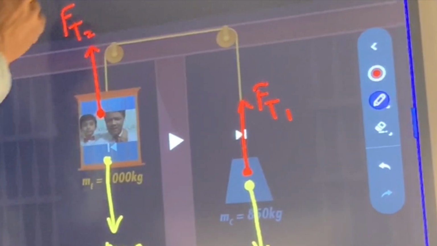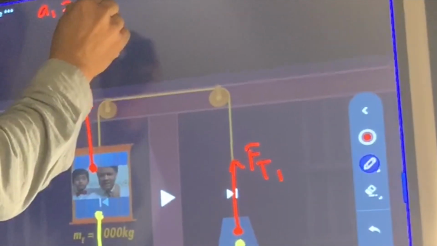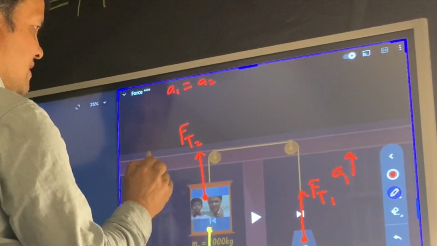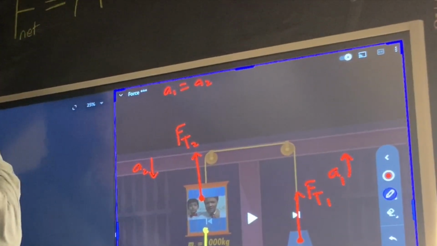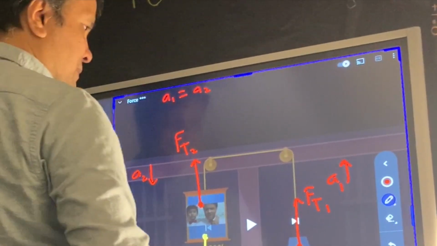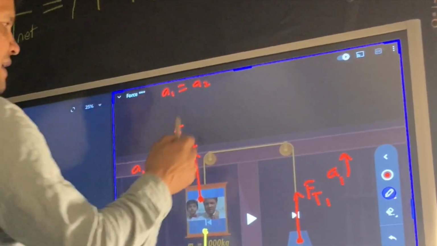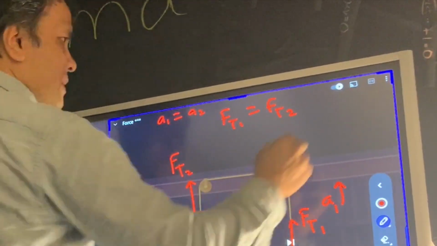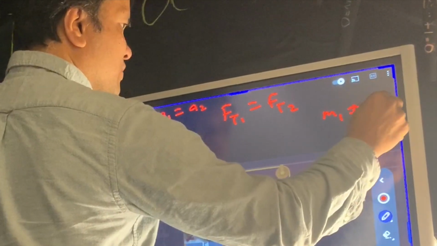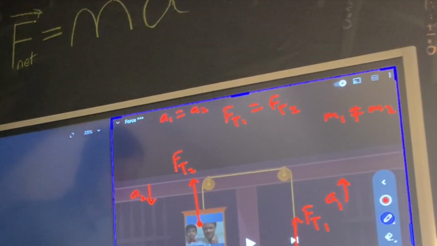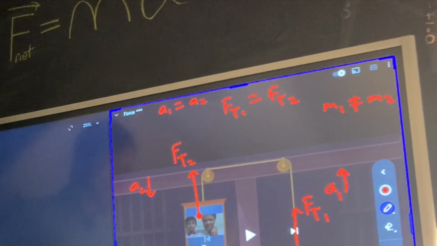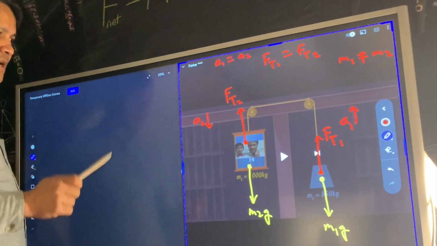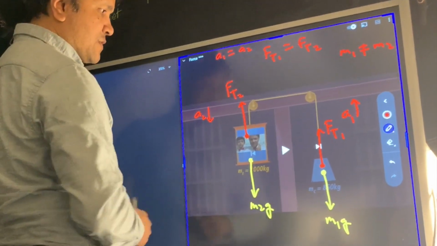Now we know that acceleration 1 is equal to acceleration 2. That means this one is accelerating this way and this one is accelerating in this direction. So A1 is equal to A2 in magnitude, but the directions are different. And FT1 is equal to FT2. All right, but mass 1 is not equal to mass 2. Okay, so far so good. Now we will be able to write this in terms of Newton's second law, and this in terms of Newton's second law, because there is a net force. We have to use Newton's second law.